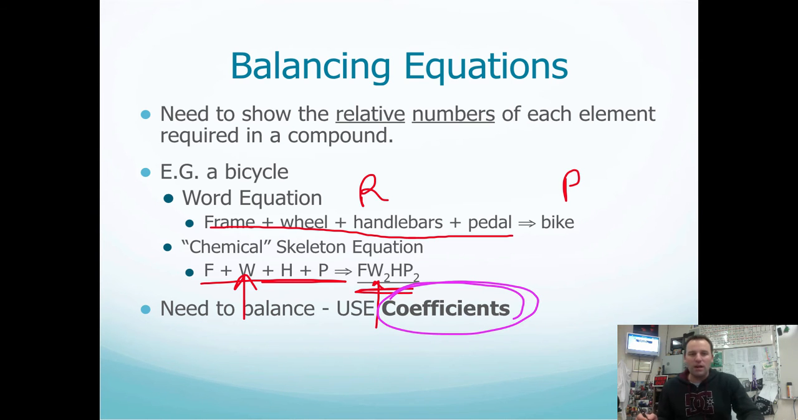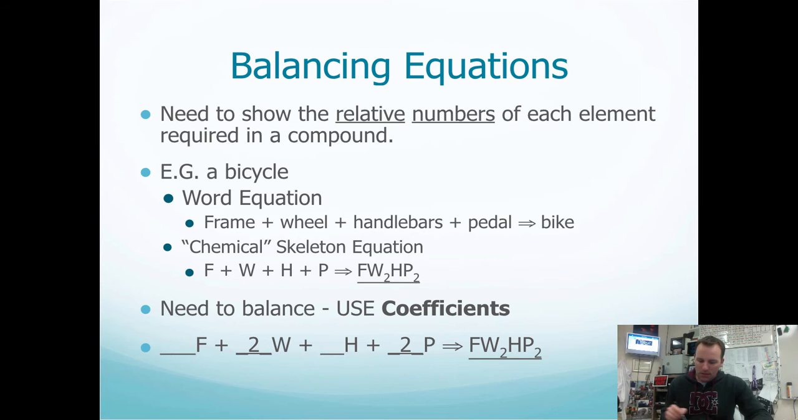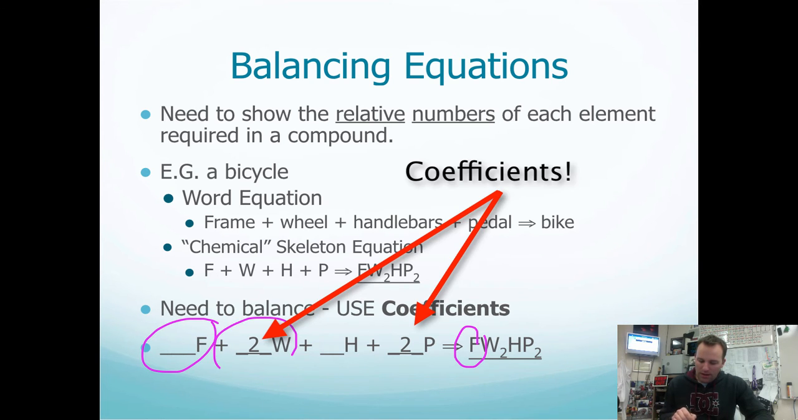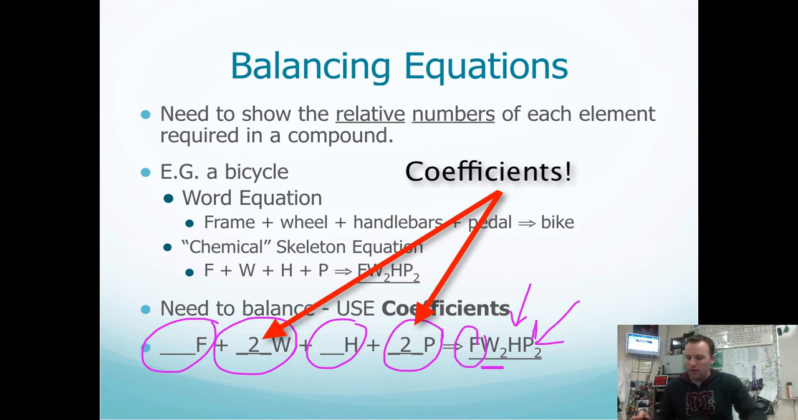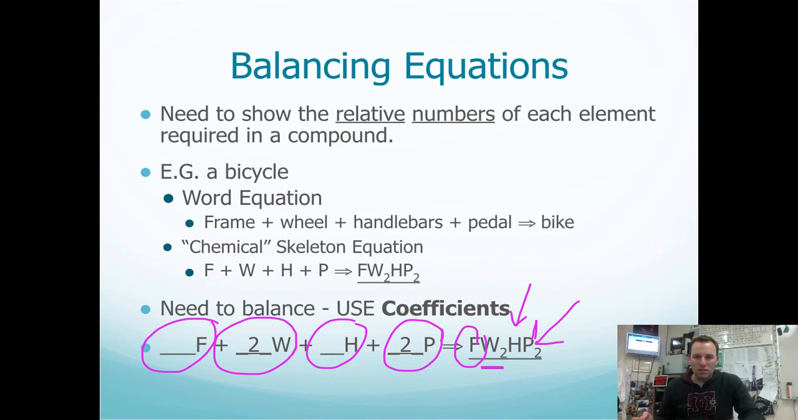We've talked about coefficients before. It's a number that goes in front of something. Let's clear that out so we can see a little better. So on the left we have 1 frame, and on the right we have 1 frame. On the left we now have 2 wheels, and over here you can see we have 2 wheels, W2. Over here we have one set of handlebars, and over here we have one set of handlebars. And again, two pedals equals a bike, and there's two pedals over here on the right hand side. So now the equation is balanced.